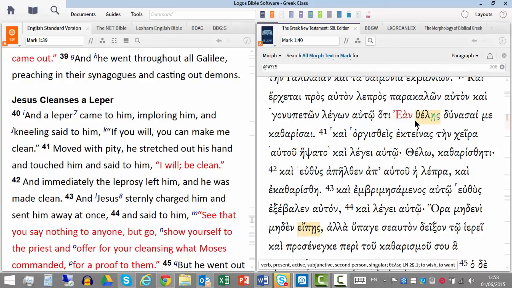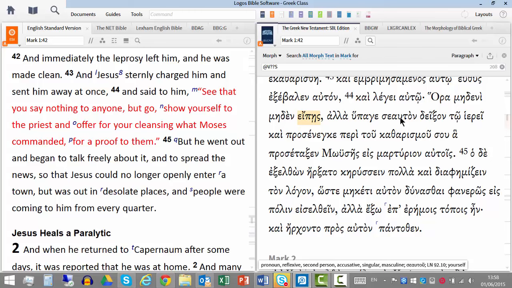Here it's in a conditional clause. If you wish, if you want, you are able to make me clean. How do I know that this is not aorist? Well, there's no indication of a changed stem, which would be what you'd have if it was a second aorist, and there's no indication of the telltale sigma, which would also mark a first aorist.